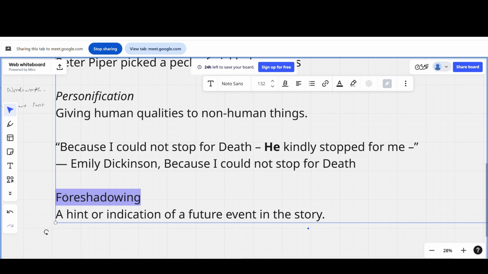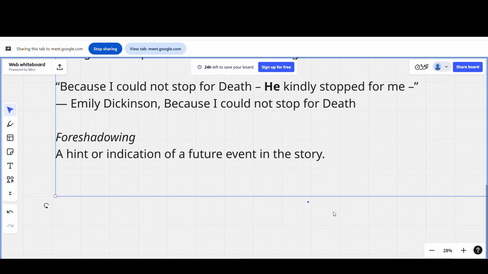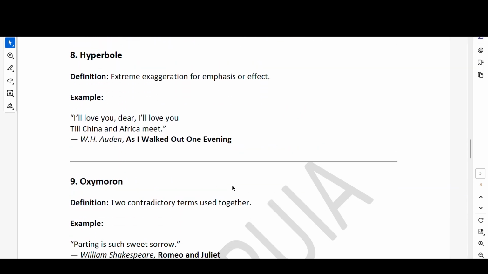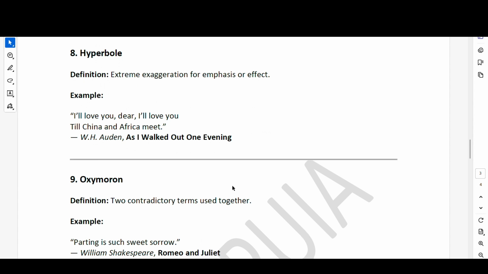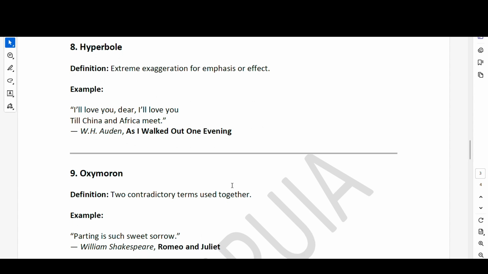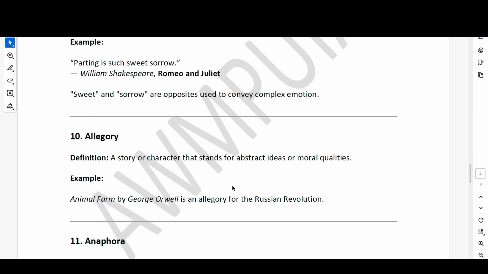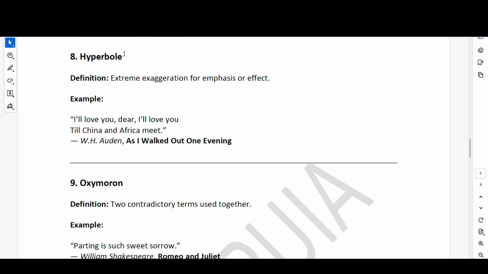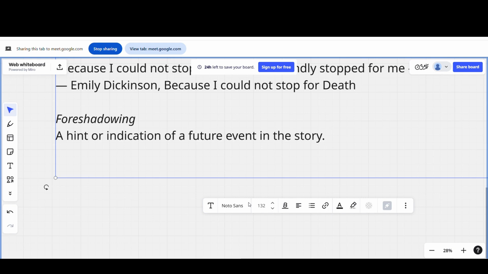I'll do one more and then skip to another because we don't have too much time. Symbolism is there, oxymoron is there, hyperbole is there. Hyperbole means exaggeration. I'll do hyperbole and then we'll move on. There are so many of these. I have written everything down. I'll just give it to you and you can read it by yourself.